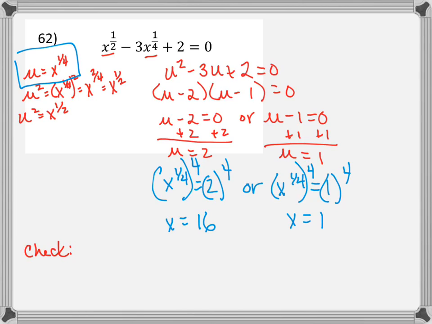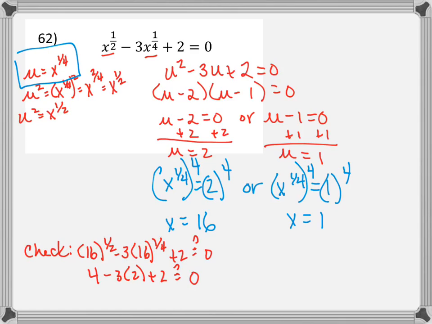We should check these because rational exponents or radicals are involved. 16 to the 1/2 minus 3 times 16 to the 1/4 plus 2, does that equal 0? 16 to the 1/2 is 4. 16 to the 1/4 is 2. So 4 minus 3 times 2 plus 2, does that equal 0? 4 minus 6 plus 2, does that equal 0? Yes, it does. So x equals 16 works.